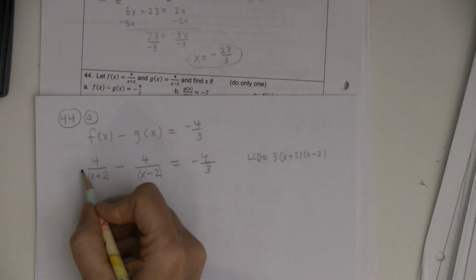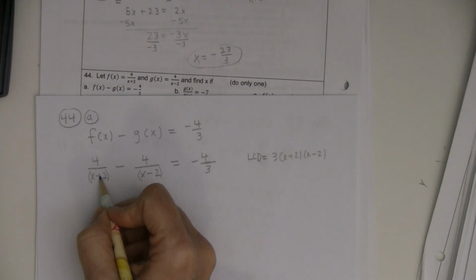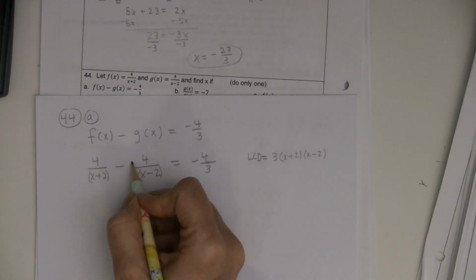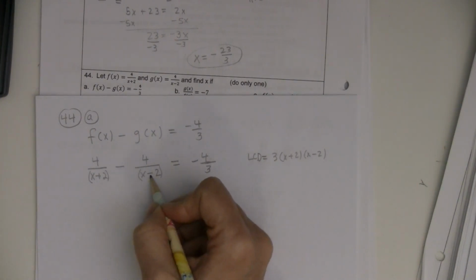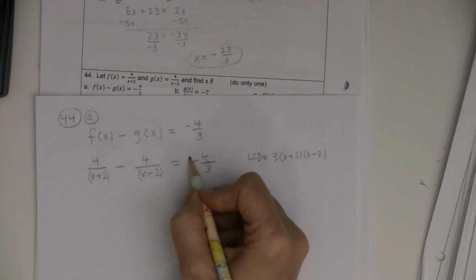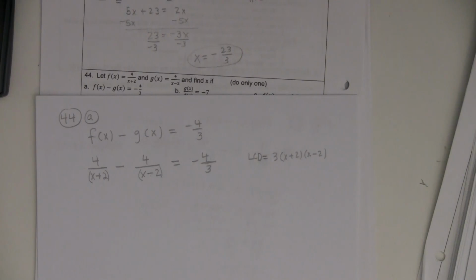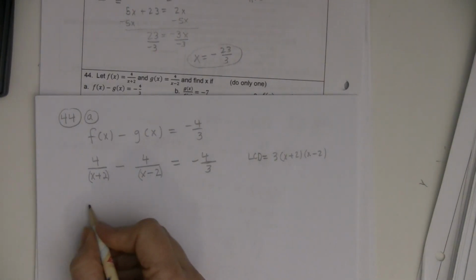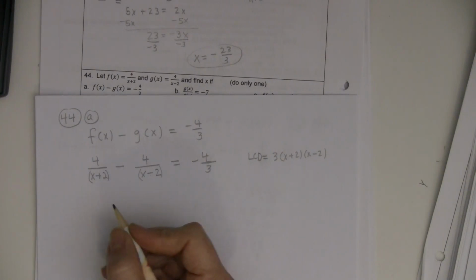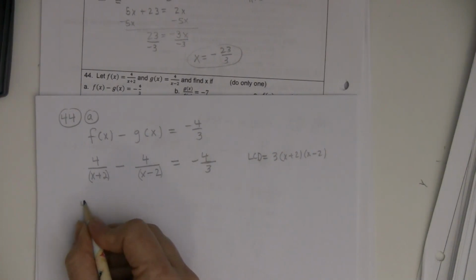And that's what I'm going to be multiplying all 3 of these pieces by. I'm going to multiply by that lowest common denominator, and the x plus 2 is going to drop, and the x minus 2 is going to drop, and the 3 is going to drop. So that's going to be my plan and how I'm going to go here. And it doesn't matter which side you write it on. So I'm going to give myself some space here.